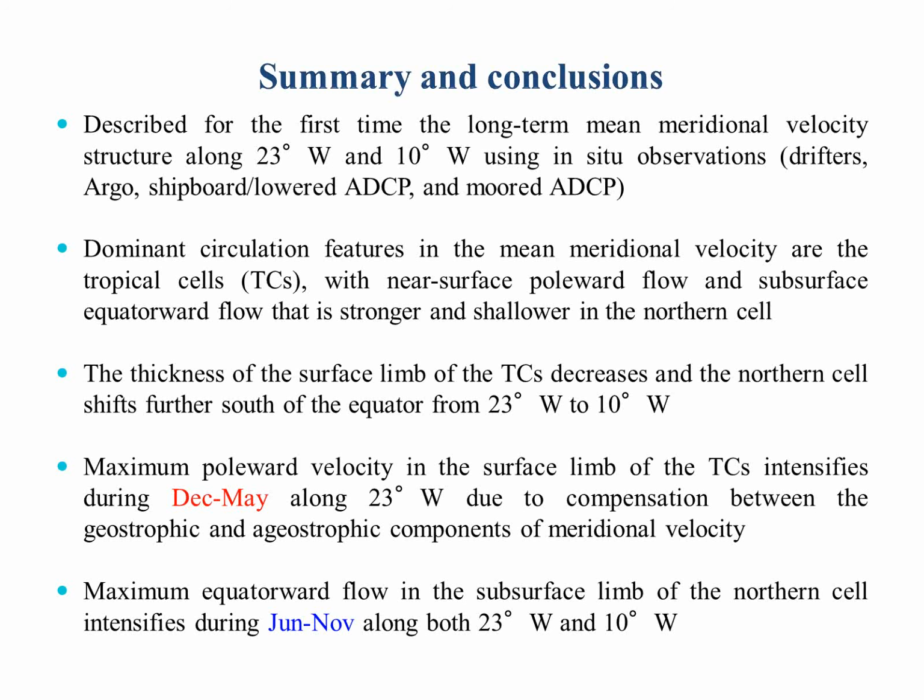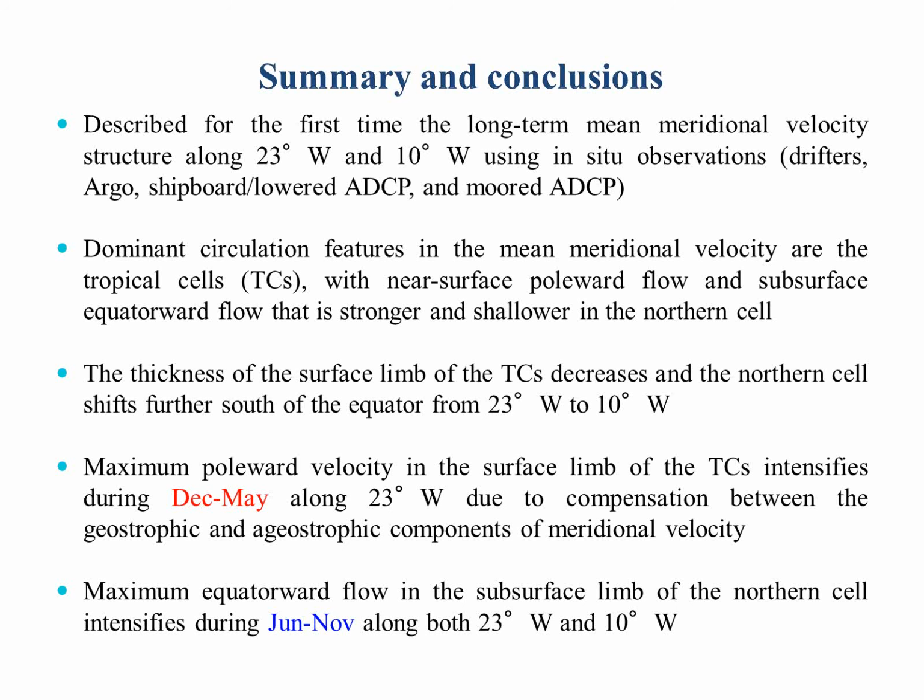And the boundary between those two cells, the north-south boundary between those cells, moved southward from 23 west to 10 west. In terms of the seasonality, we found that the maximum flow in the surface layer of the cell was stronger in December to May along 23 west. And that was because the geostrophic variability won out over the wind-driven variability. In the subsurface layer, we found that the maximum southward flow in the northern cell was during June to November.